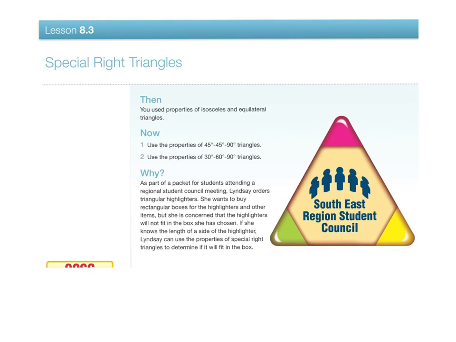8.3 Special right triangles. Why are they special? Two different ones: 45, 45, 90 and 30, 60, 90. There is a link between both of them, as you now know, and we'll see how, without using a calculator, you can find a lot of information about these two different triangles.